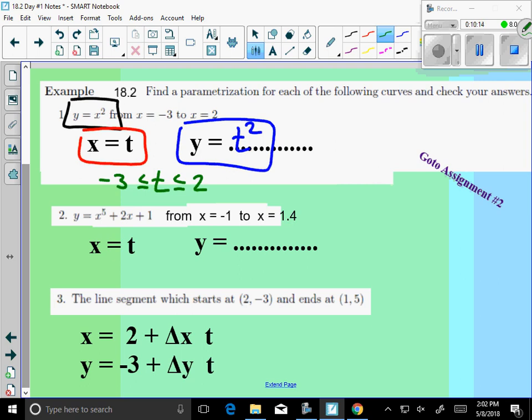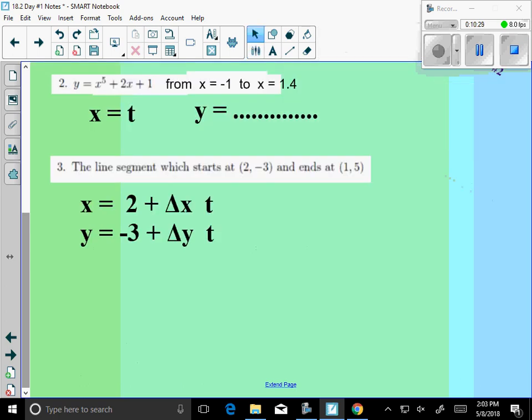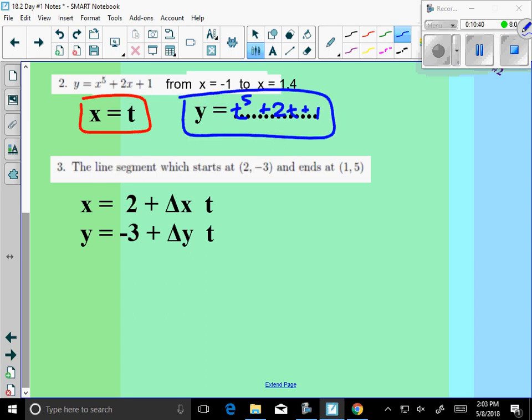Correct. So it works here because this is a function, right? It's not always the case. This is a function. Would you agree? It's going to pass the vertical line test. So I take my independent variable and I set it equal to t. So here I got x equals t again. So then y would equal t to the 5th plus 2t plus 1. It almost feels like cheating, doesn't it? Like, that's too easy. It's the foundation that's important. Of course, here t is going to be greater than or equal to negative 1, less than or equal to 1.4. There you go.